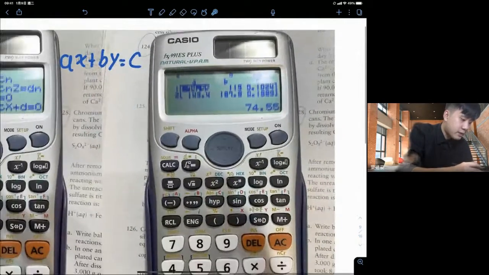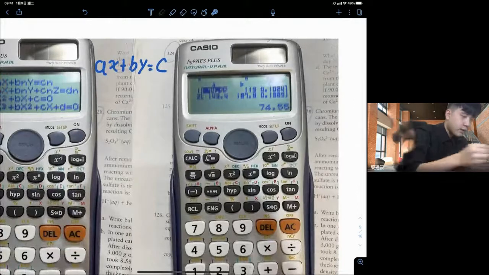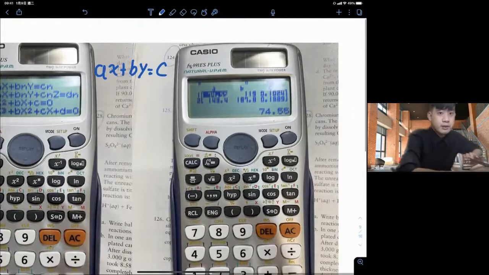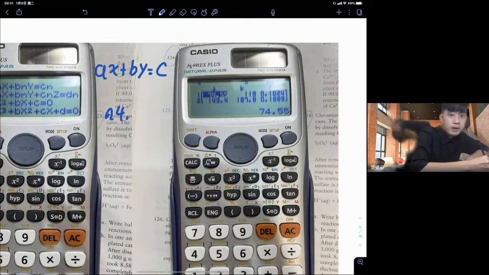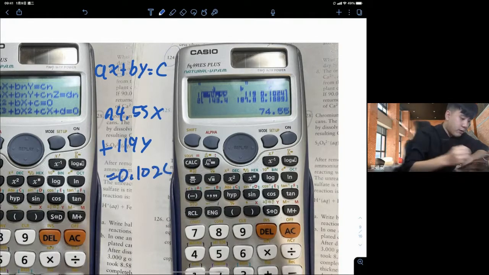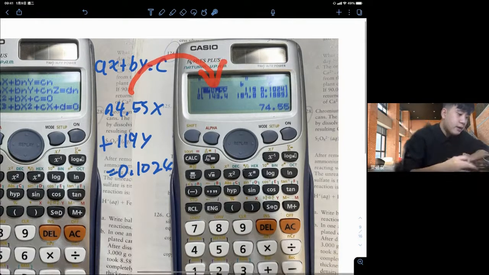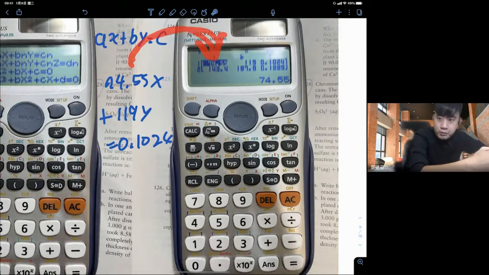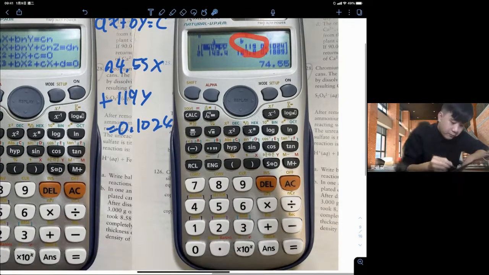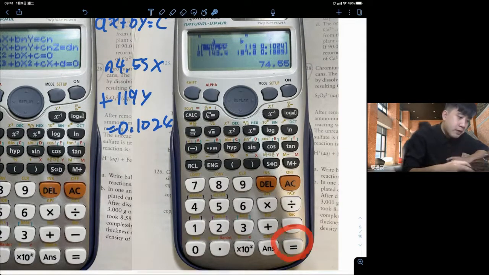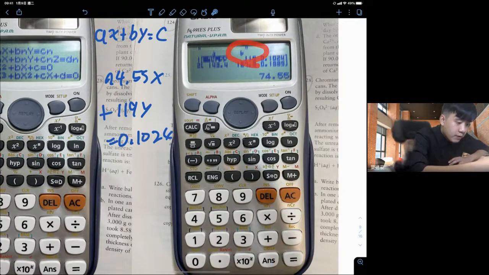Okay, so after you select one, you will go to a page like this. I told you again, the equation we are solving looks like this: 74.55x plus 119y equals 0.1024. In the first step, you enter 74.55 over here. After you do this, you want to go to the next digit. What do you press? You press enter. No, I'm sorry, you press equal, and then you can go on to enter the next number.